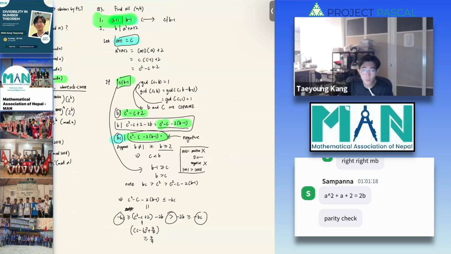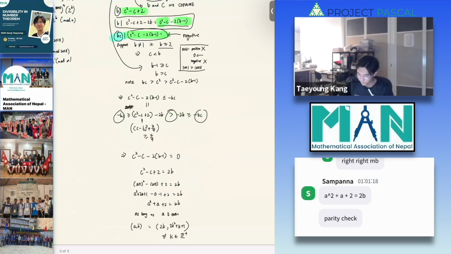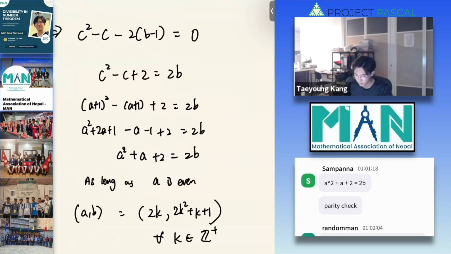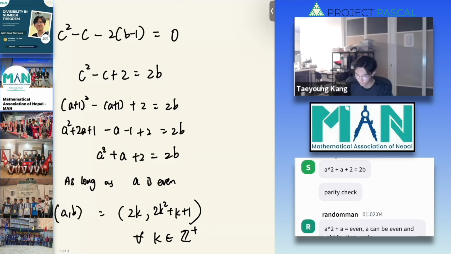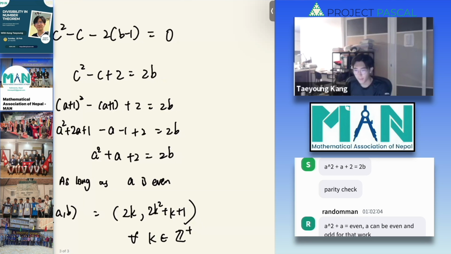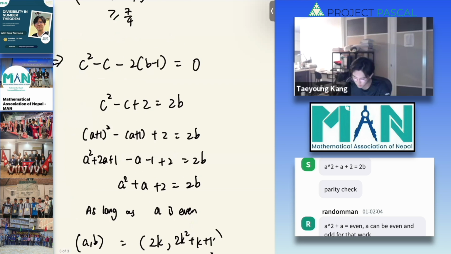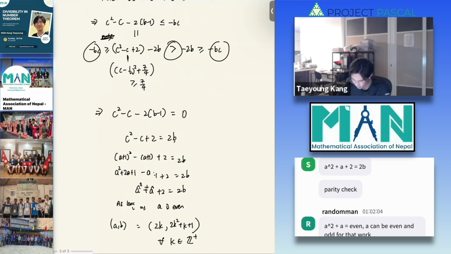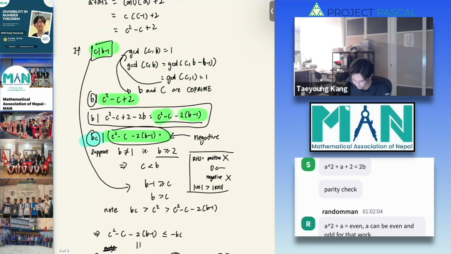Can you please clarify where we ruled out odd solutions for A? Oh, we ruled out odd solutions for A, it's because if A is odd, wait, give me a second.